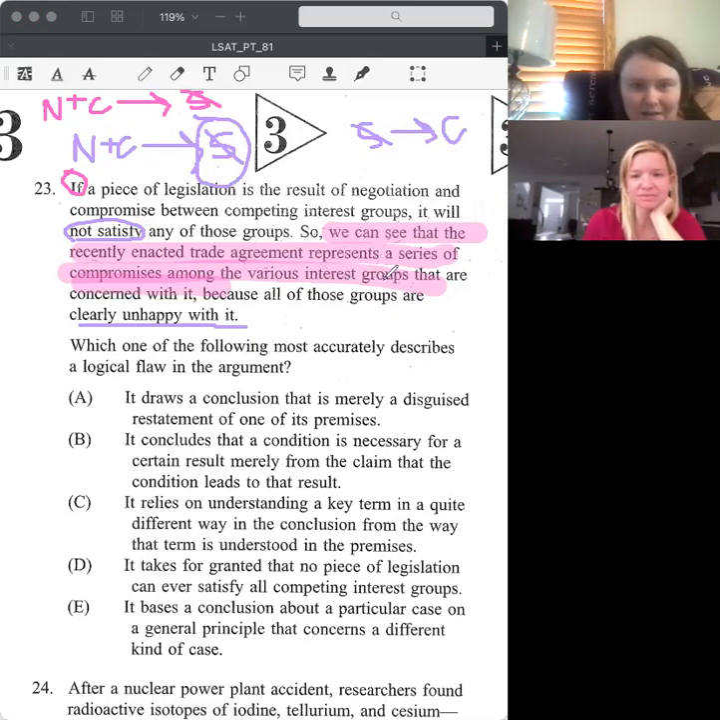We can see that it's really a series of compromises. Yeah, we take something that is necessary for something and act as if we have it. It's sufficient. Yep, excellent. So let's go ahead.